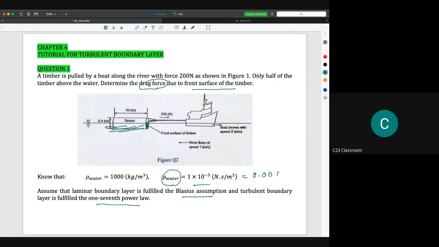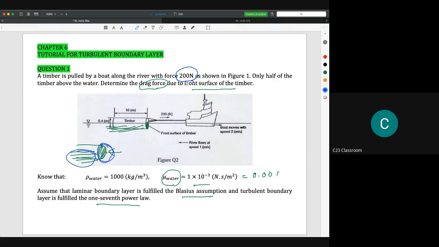What you should understand here is that if we have one object, for example a timber here, the frontal area will give you a drag resistance. At the same time, the boundary layer occurring at the surface here also gives you a drag force. So in this question, the total force of the boundary layer and also the drag force according to the front surface will give us 200 Newton as the total force.